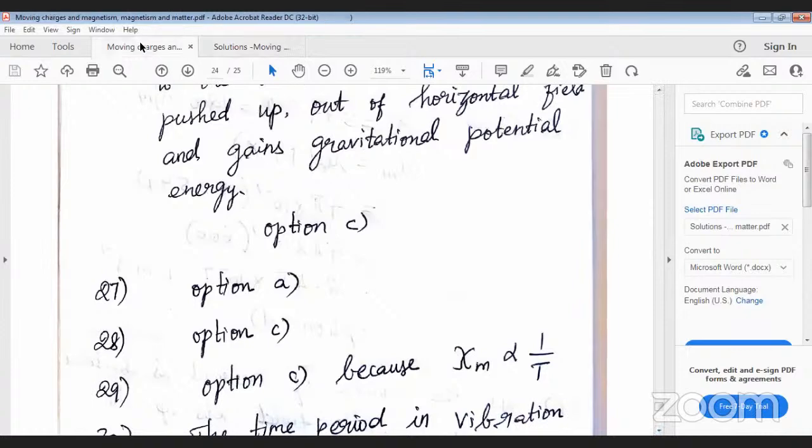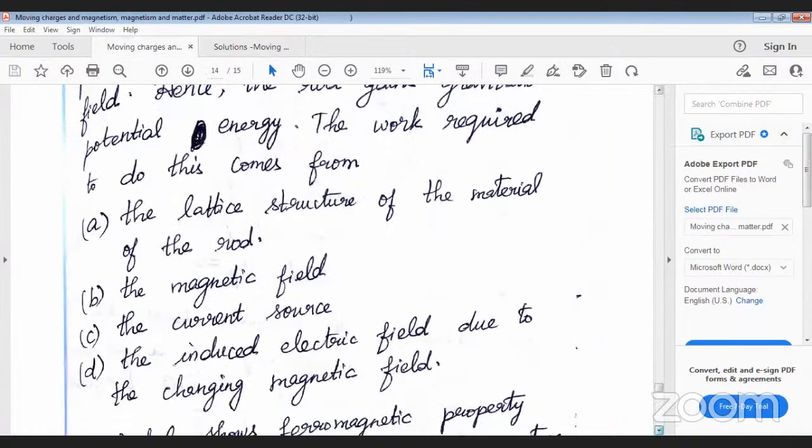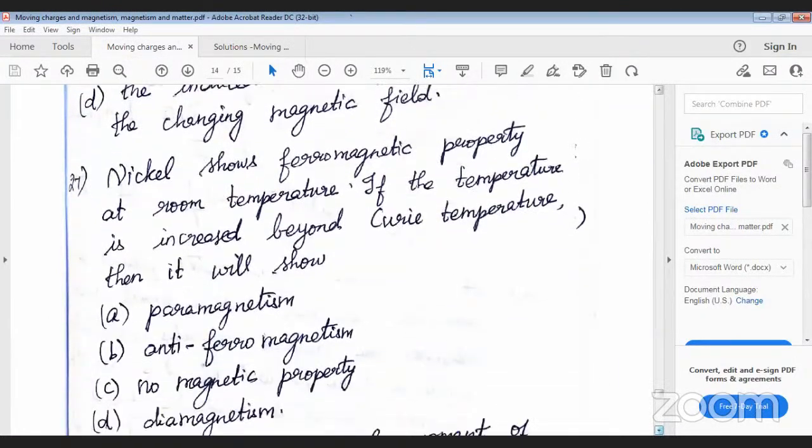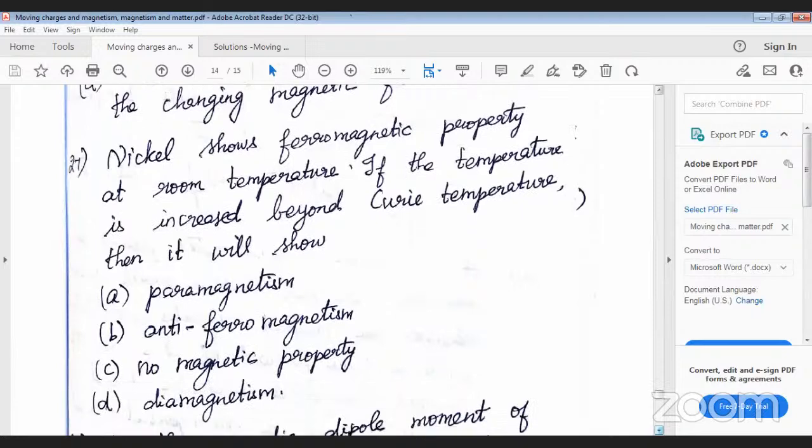And question number 27. Nickel shows ferromagnetic property at room temperature. If the temperature is increased beyond Curie temperature, then it will show. So it is a memory-based question.